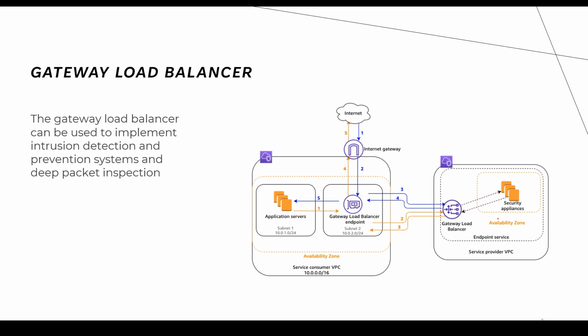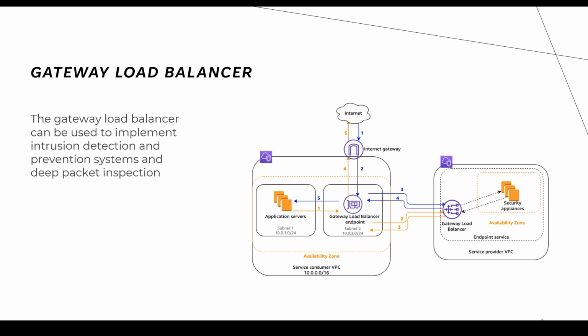So here, you can see that you have a service provider VPC, and on the left hand side I have a service consumer VPC. So this application is going to consume the security appliance. Whenever traffic coming from the internet reaches the internet gateway, it first goes to the gateway load balancer endpoint.